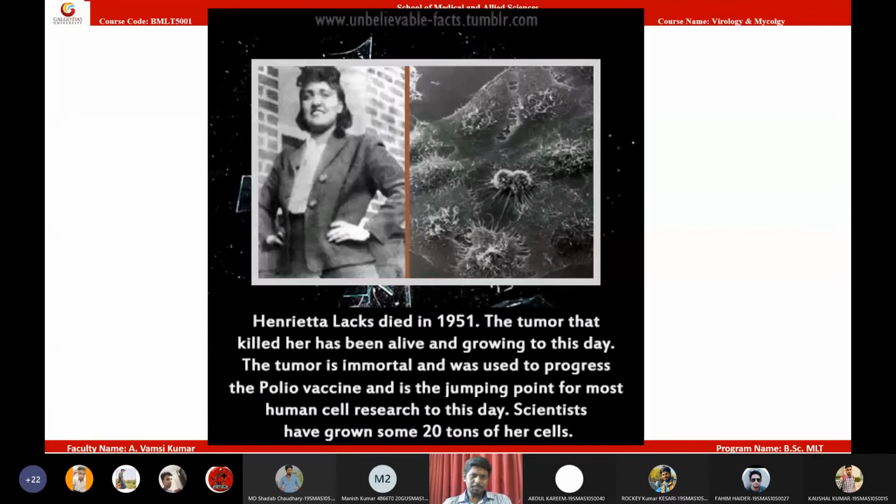There was a patient in the 1950s. A patient named Henrietta Lacks was admitted to a hospital. When she was admitted, the doctor checked her condition and came to know that this patient has cancer.